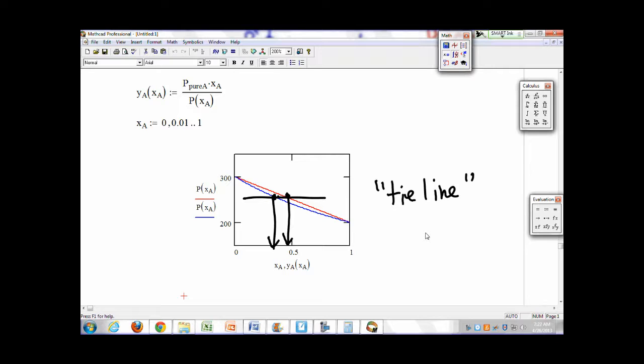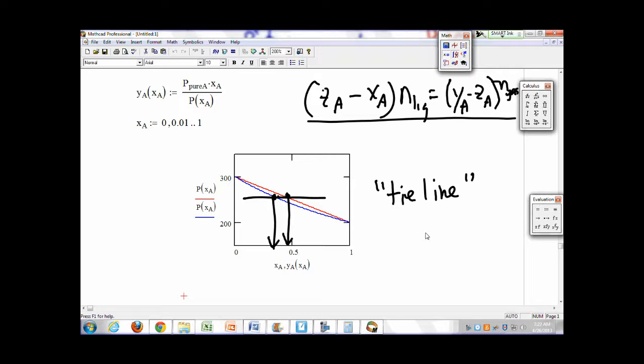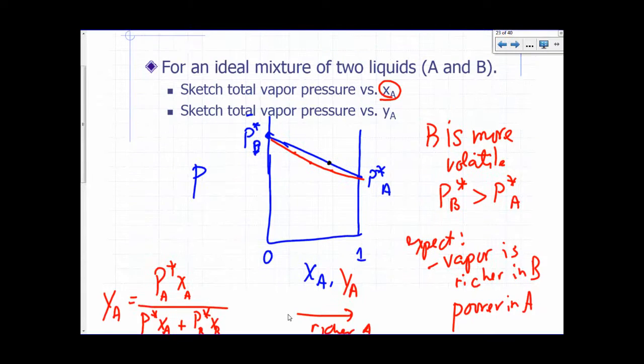You remember the lever rule, right? So overall mole fraction of A minus X sub A, times moles of liquid, would be equal to mole fraction of Y minus overall mole fraction of A, times moles of gas. Those two would be equal. So that's your binary phase diagram for a liquid-vapor mixture.